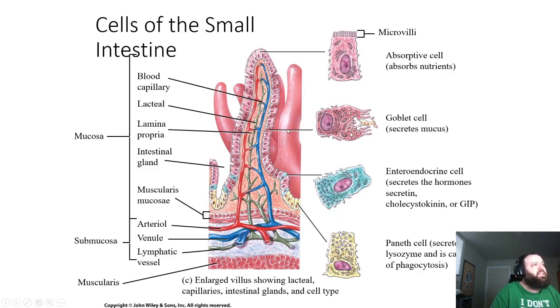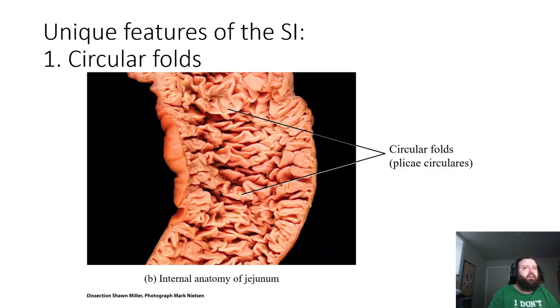Then there's the goblet cells, which are secreting mucus, which is helping to lubricate the system. We've got enteroendocrine cells that are secreting hormones to regulate the activity of the gastrointestinal tract. And then we have these Paneth cells, which are providing an immunological function by secreting these lysozymes to fight off microorganisms, and also phagocytosis to get rid of various debris and pathogens that may be present.